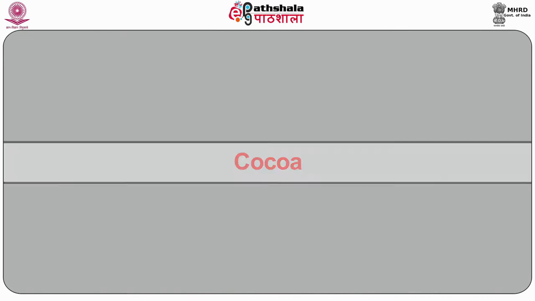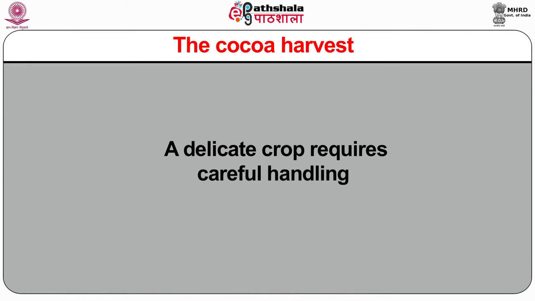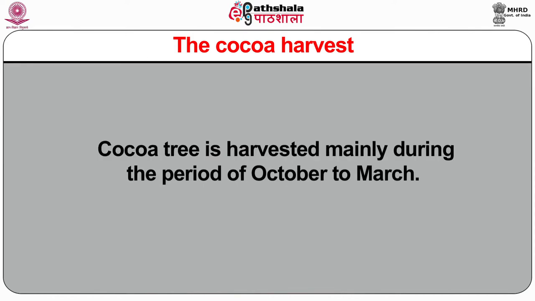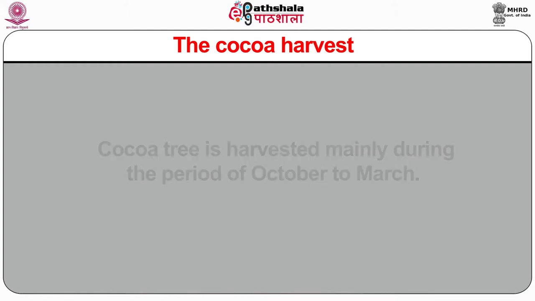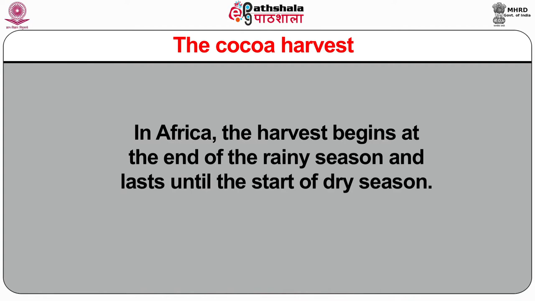Cocoa. The cocoa harvest, a delicate crop, requires careful handling. The cocoa tree is harvested mainly during the period of October to March. In Africa, the harvest begins at the end of the rainy season and lasts until the start of the dry season. A second harvest also takes place during the initial start of the coming rainy season. But the bean doesn't dry if it rains.